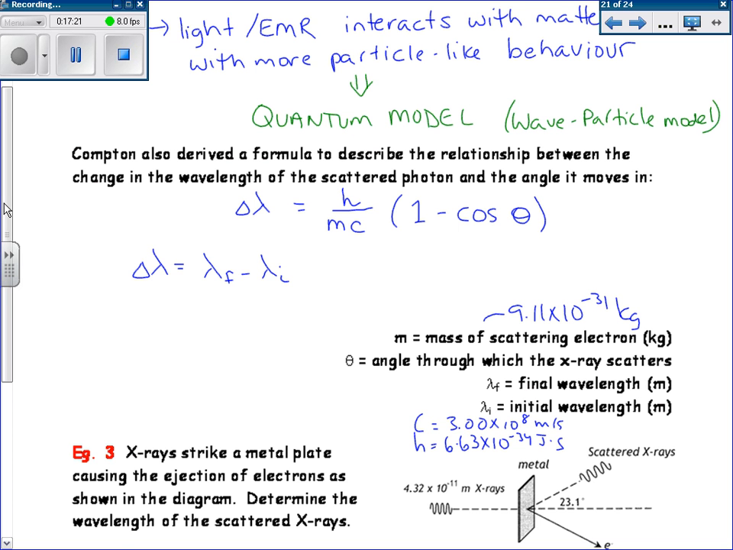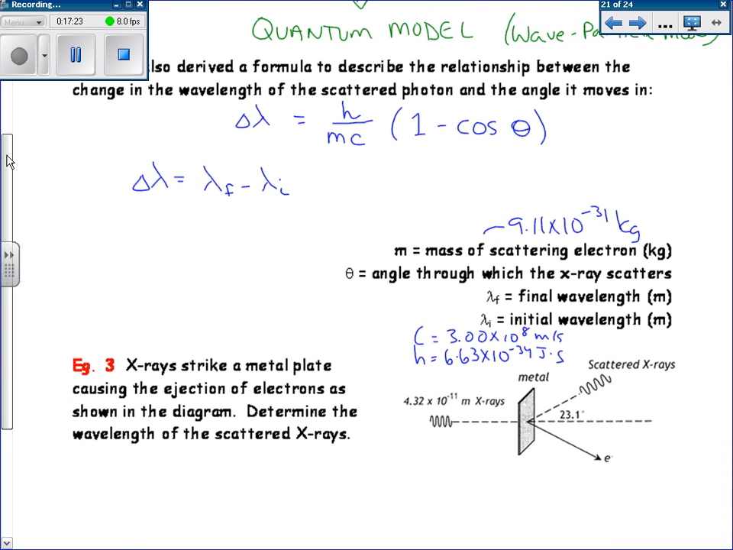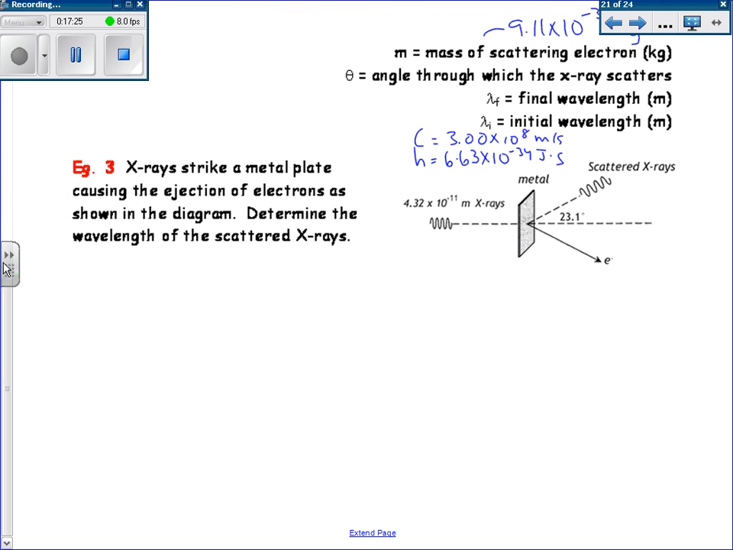So we'll do a couple examples here. We'll do one where we're solving for the wavelength of the scattered X-rays, and then we'll look at doing some rearranging and maybe solving for the angle.